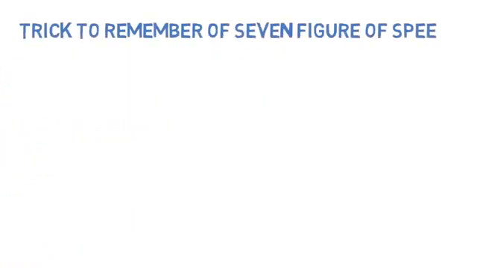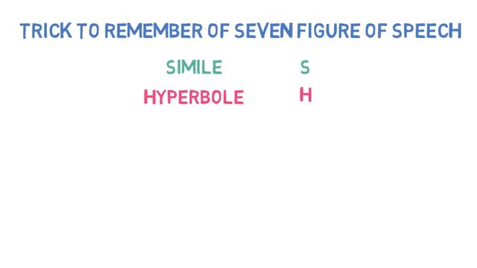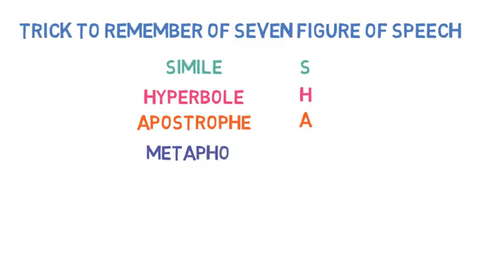Now I will give you a trick to remember all 7 figures of speech. Let's rearrange the 7 figures of speech in a specific order and take out their first letter. Simile, here S is the first letter. Hyperbole, here H is the first letter. Apostrophe, here A is the first letter. Metaphor, here M is the first letter.